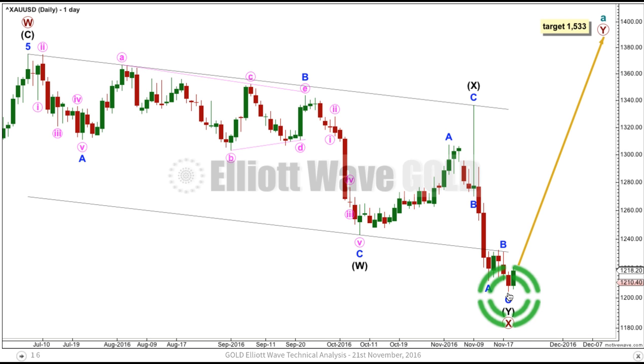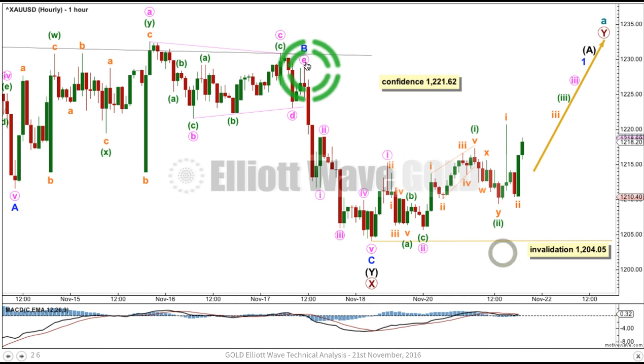I've got two hourly charts. The first one sees B as a triangle over here, this point here. A is the same for both of my hourly charts. If B was a regular contracting triangle over here, then this is where C begins, and so it makes a difference to whether or not we see C complete.